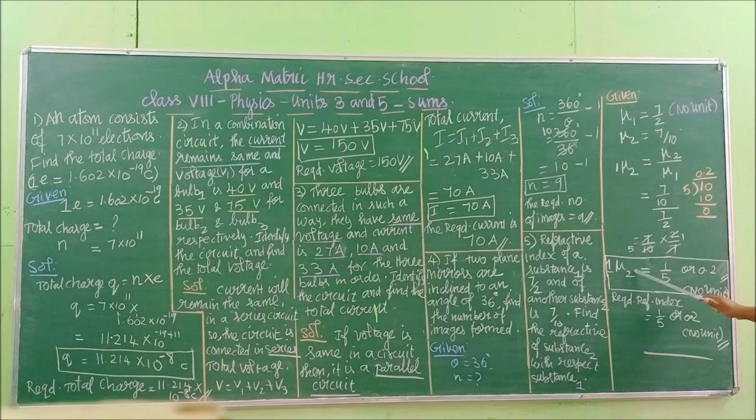So refractive index, when you are writing the answer, you should write with unit. That I have told you so many times. Here this doesn't have unit. So what should we write? We should write no unit. Okay. So mu2 with respect to 1 is 1 by 5 without any unit. So required refractive index, write in the statement.